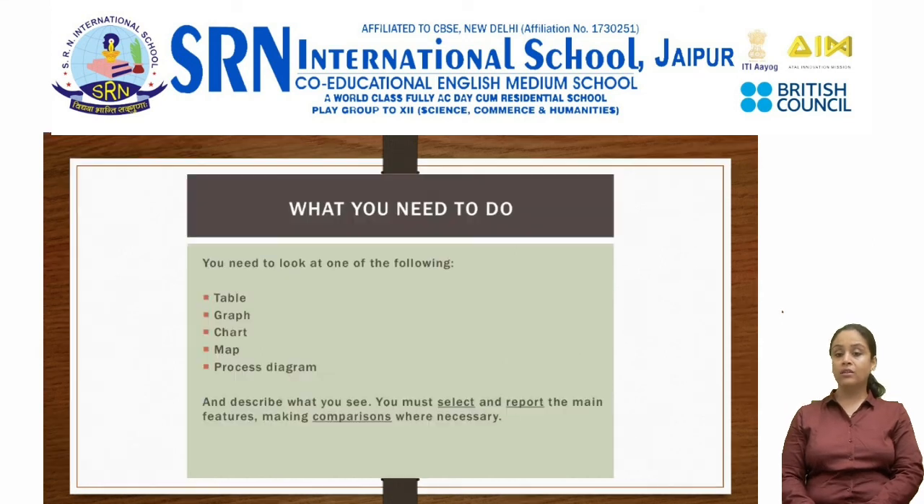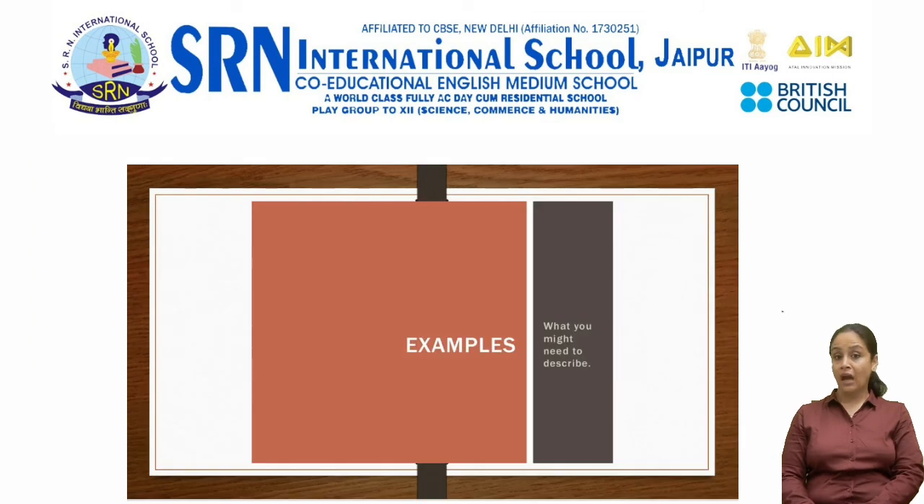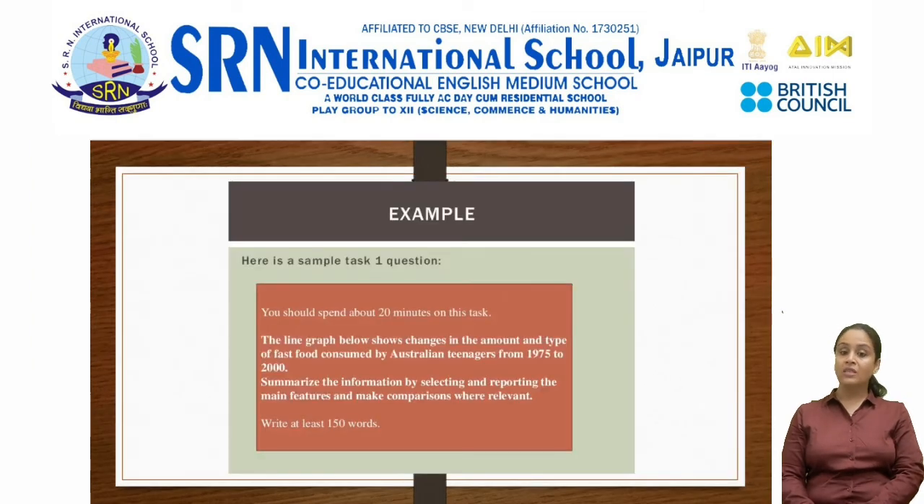Now you might think, children, what would the examples be like? So let's have a look. Here is a sample task 1 question. Let's see how the questions are framed. You should spend 20 minutes on this task. The line graph below shows changes in the amount and type of fast food consumed by Australian teenagers from 1975 to 2000. Summarize the information by selecting and reporting the main features and make comparisons where relevant. Write at least 150 words. So this is your task question.